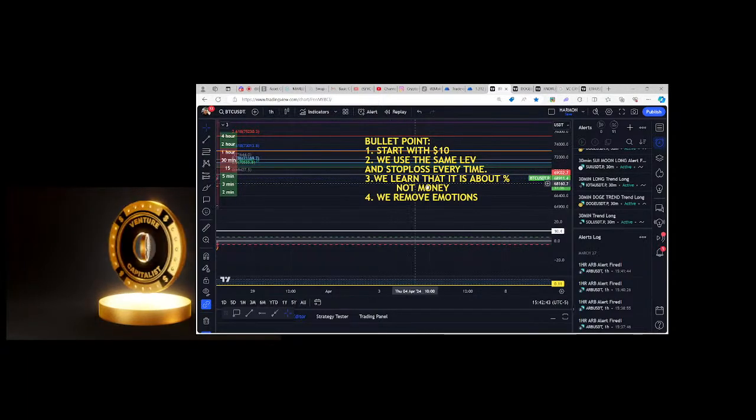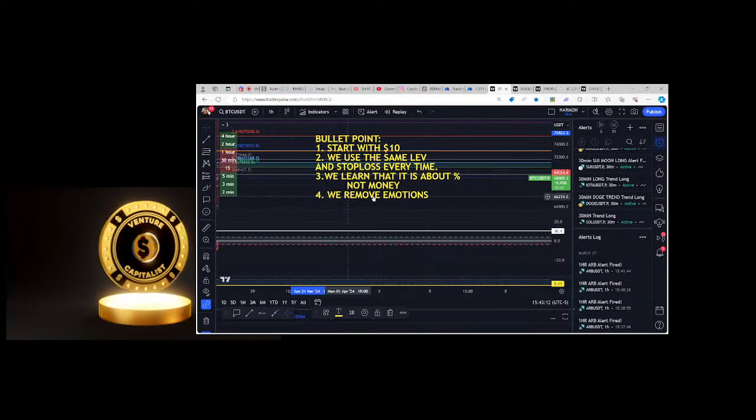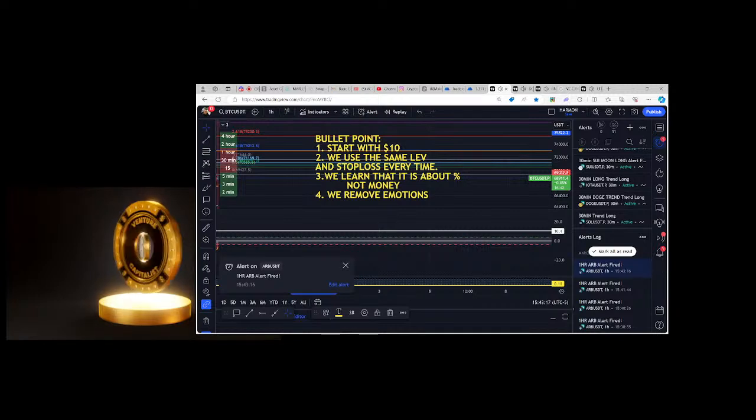When you learn that it's all about the percentages and not about money, we are going to remove your emotions. Once you master making 50% on $10 every single time, then it can easily become $500, and your trade can go from making $5 to making $250. But if you don't master percentages, then you don't master how to trade. We have to remove emotions so that when you make trades, you don't make decisions based on emotions, and you're not having a roller coaster of decisions. And that will get you where you need to go, guys.